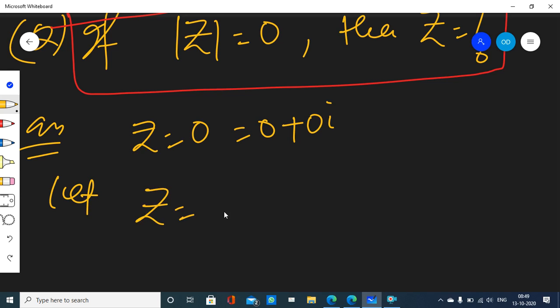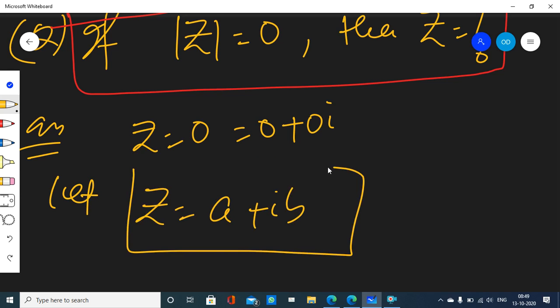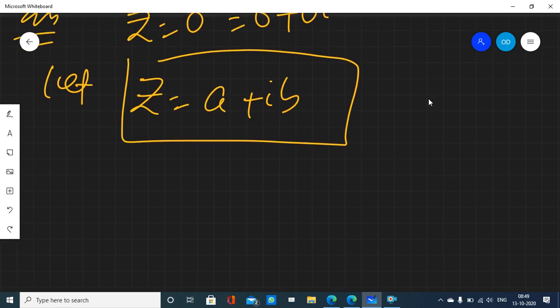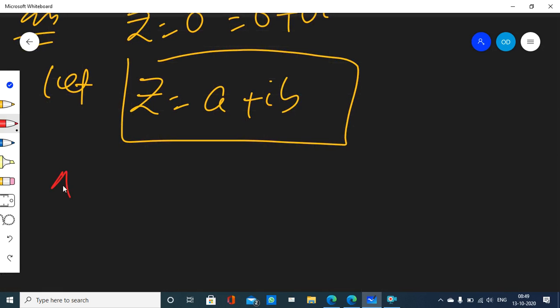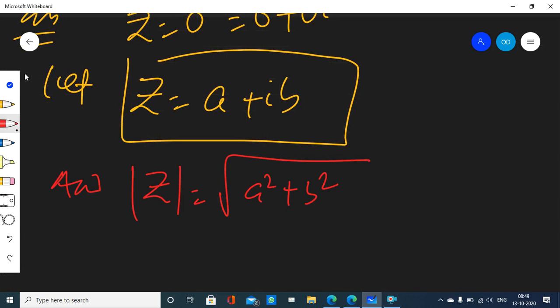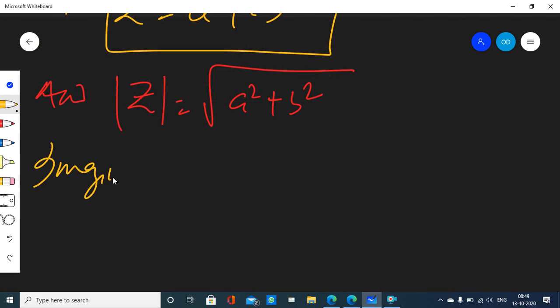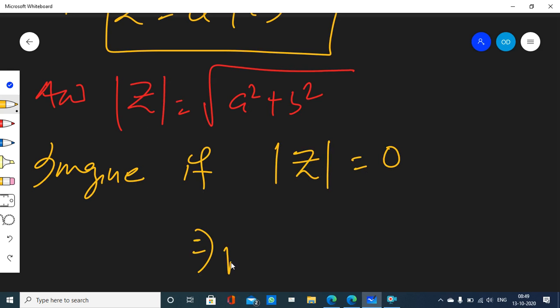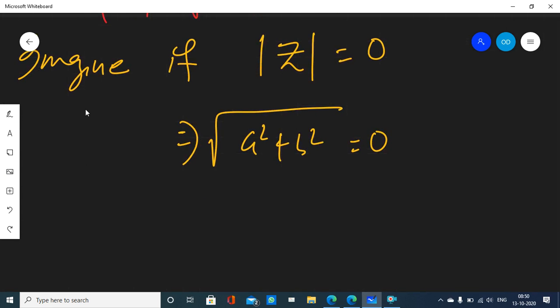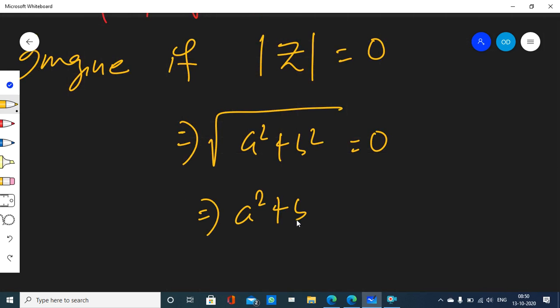Let z is equal to a plus ib. What is z modulus? Root over of a square plus b square, right? Real part square plus imaginary part square, root over. Now imagine if mod of z is equal to 0, meaning root over of a square plus b square is 0. Then squaring both sides, a square plus b square is equal to 0, as the square of 0 is 0.